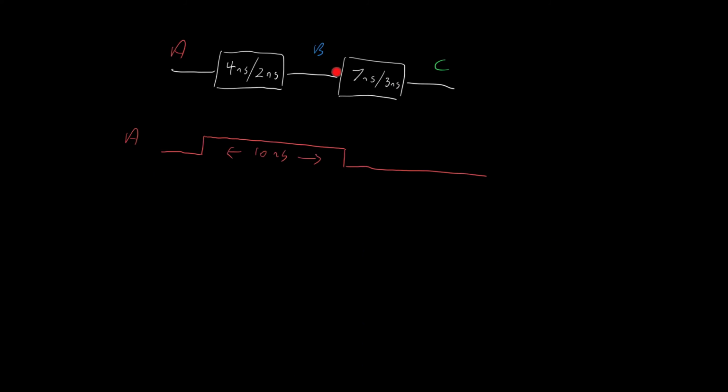Let's look to see how to draw the timing diagram for the output waveforms when we've got two logic gates, or logic circuits in general. This one has a propagation delay of 4 nanoseconds and a contamination delay of 2 nanoseconds. This one has a propagation delay of 7 nanoseconds and a contamination delay of 3 nanoseconds. The propagation delay is always greater than or equal to the contamination delay, and only for idealized circuits can they be equal. For any real-world circuit, the propagation delay is going to be strictly greater than the contamination delay.